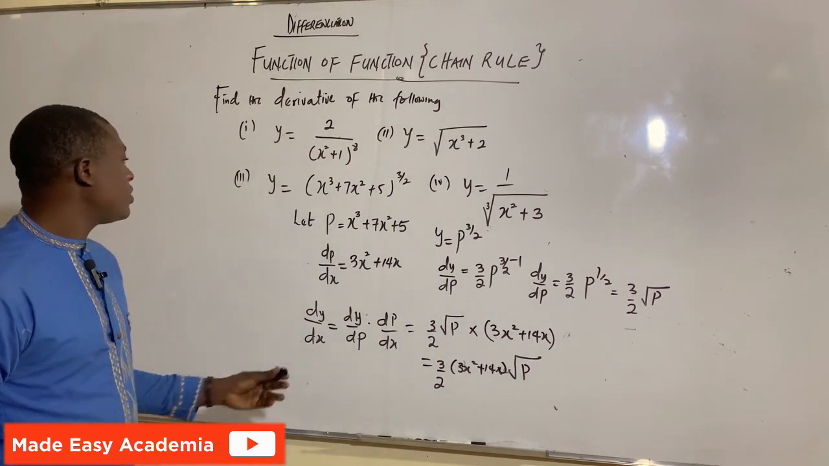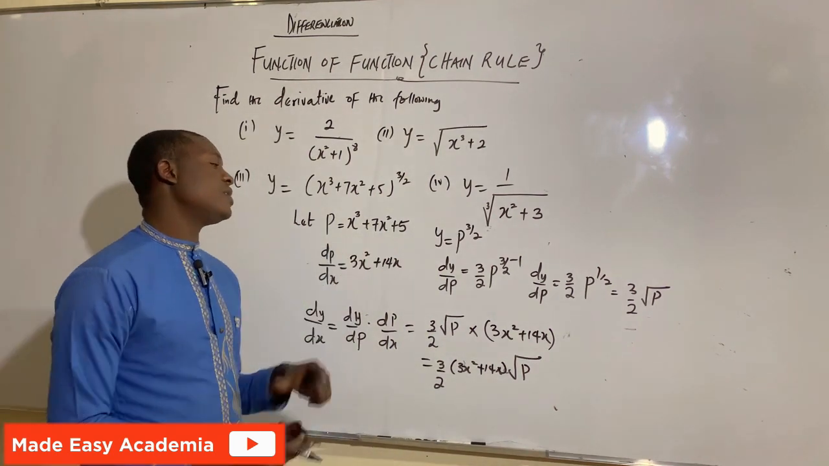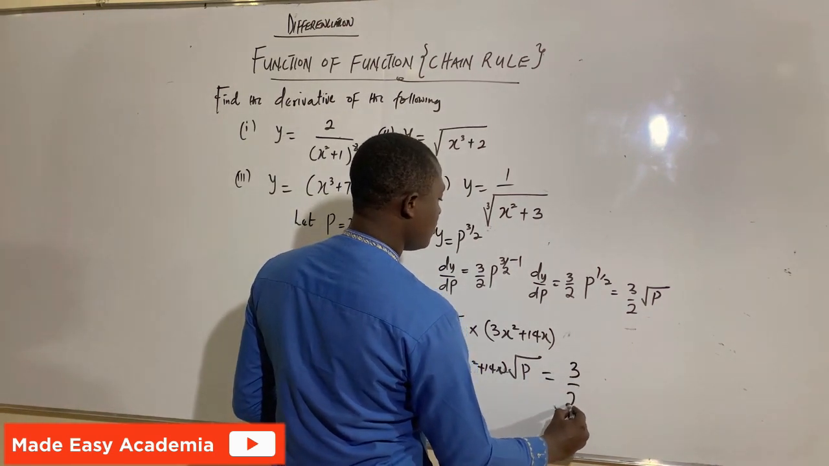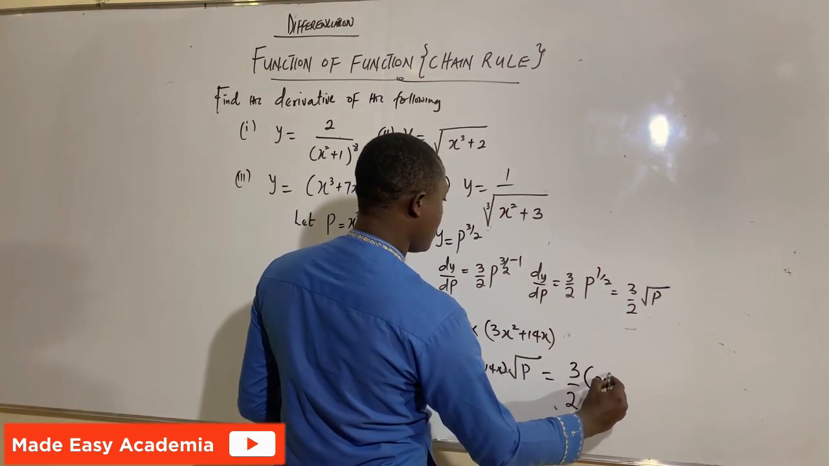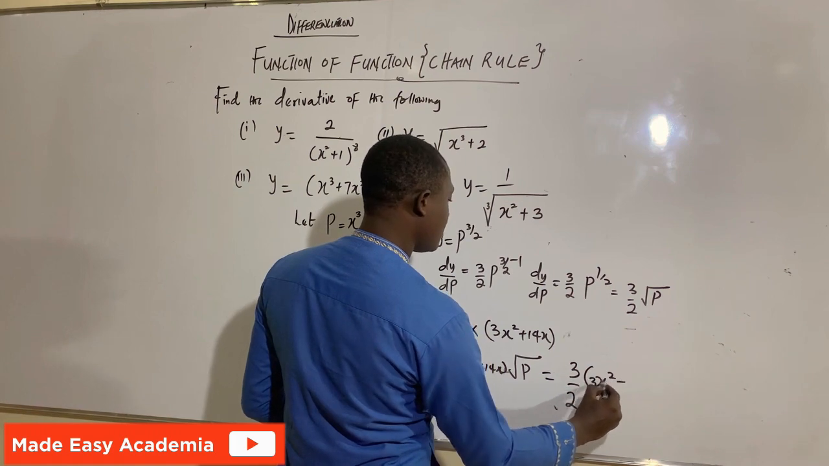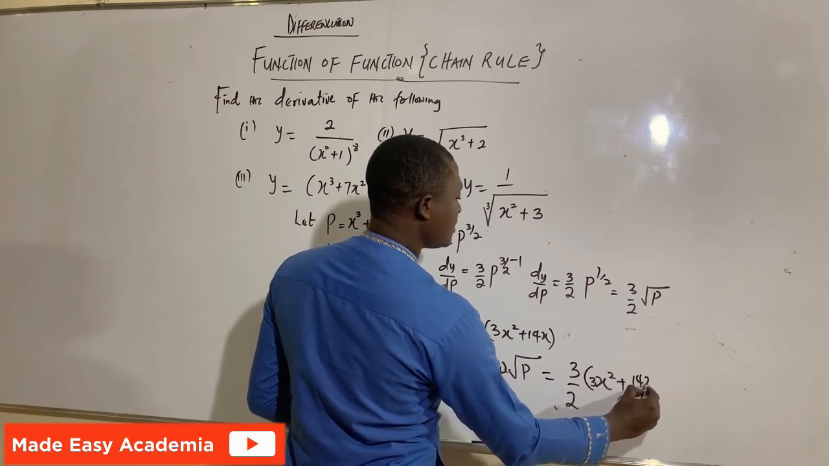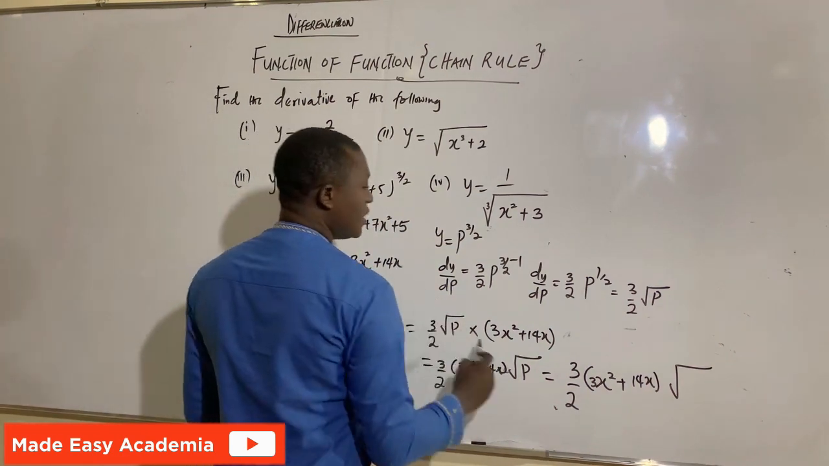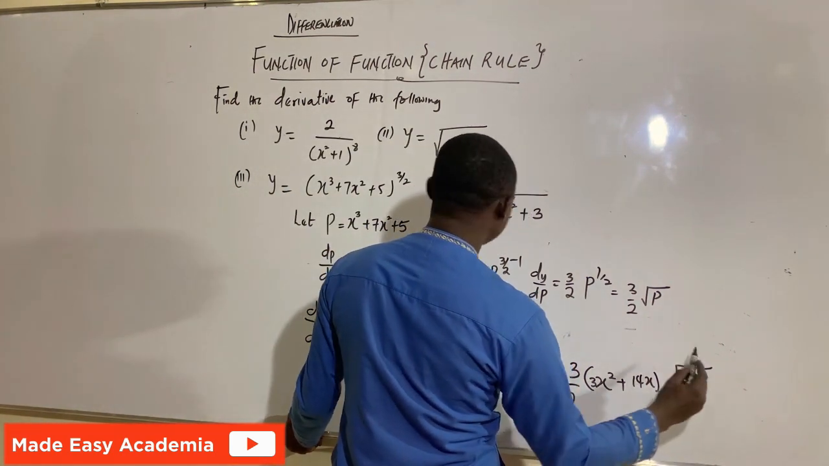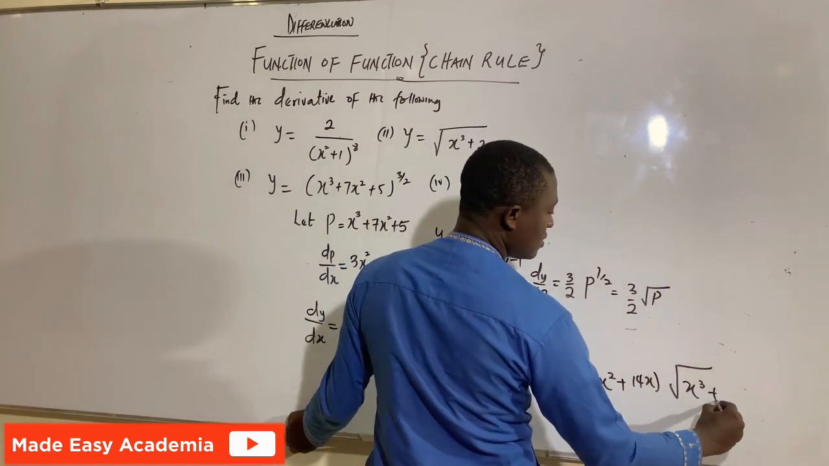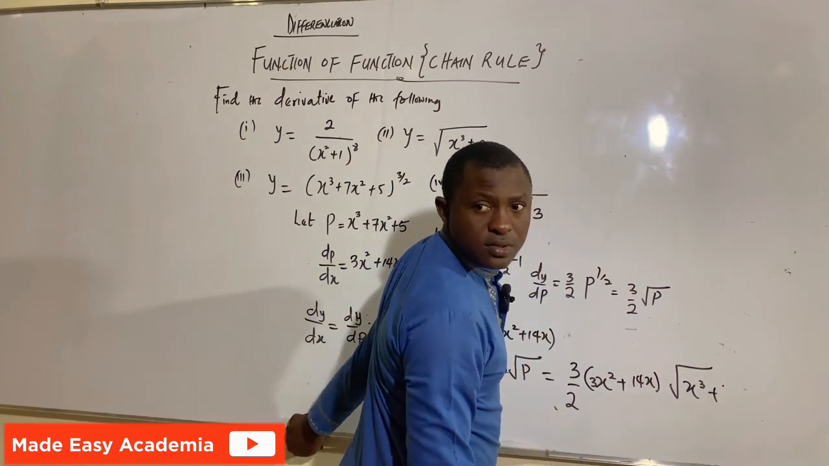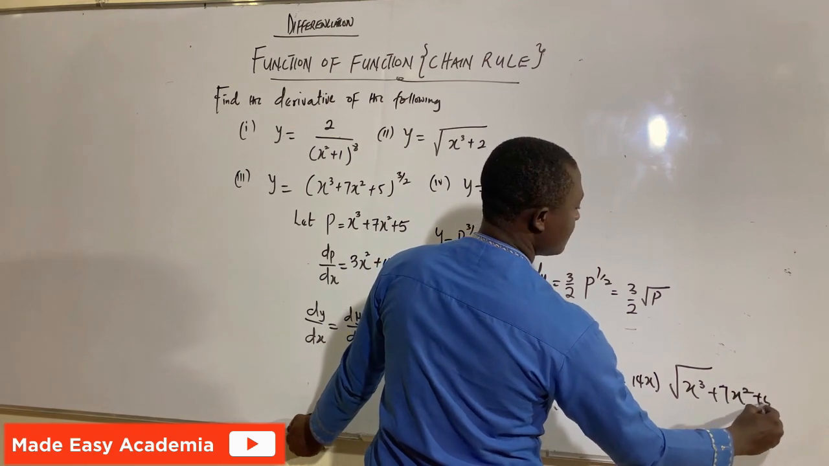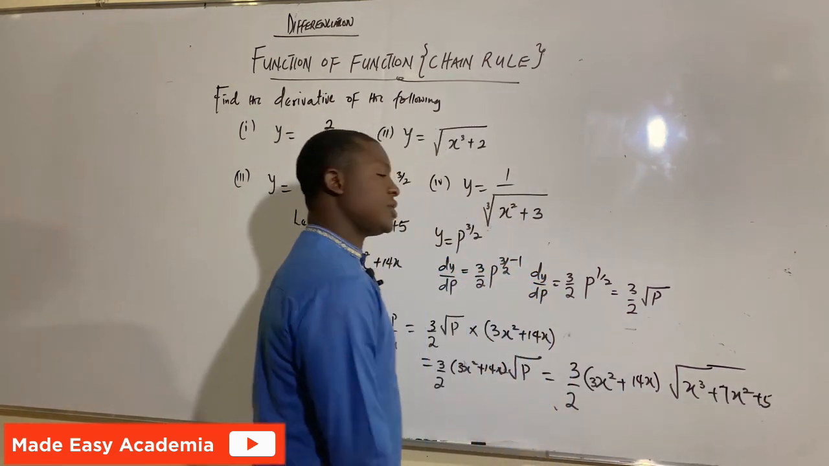But from here we know p is x cubed plus 7x squared plus 5. I'll just make a simple substitution. That's going to be 3 over 2 times 3x squared plus 14x, then root of our p now is x cubed plus 7x squared plus 5. So that's all about that.